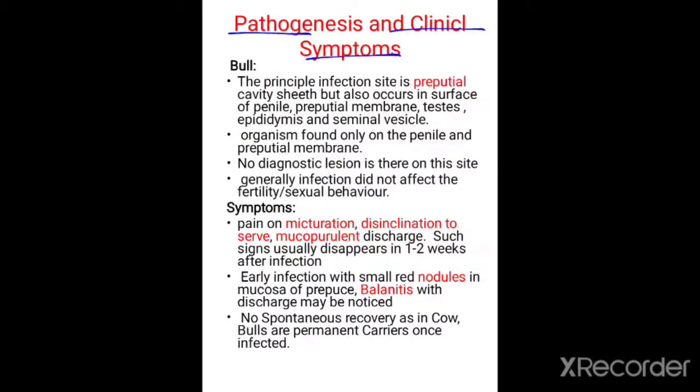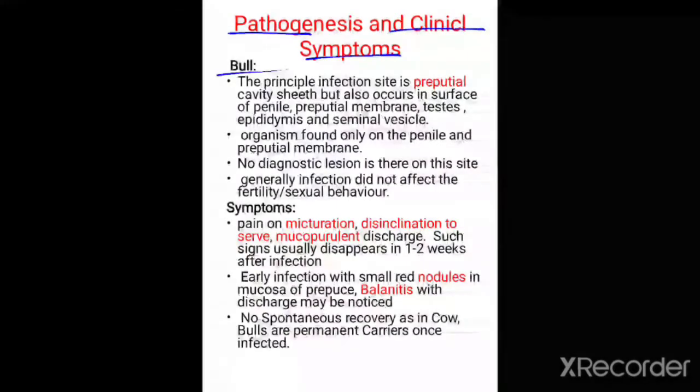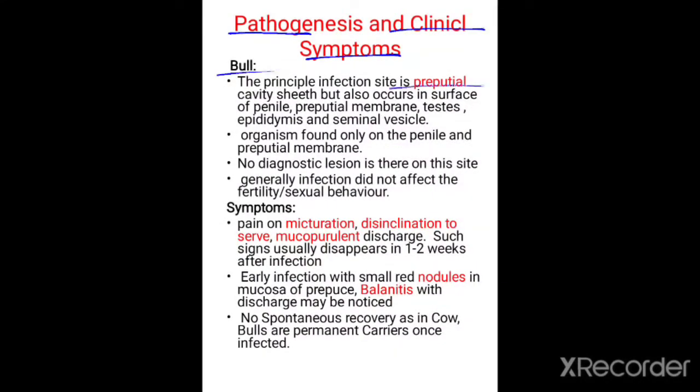Pathogenesis and clinical symptoms involved. In the bull, the principal infection site is the preputial cavity, and there are no diagnostic lesions on the site. Symptoms include pain on micturition, disinclination to serve, and mucopurulent discharge. Such signs usually disappear in 1 to 2 weeks after infection.